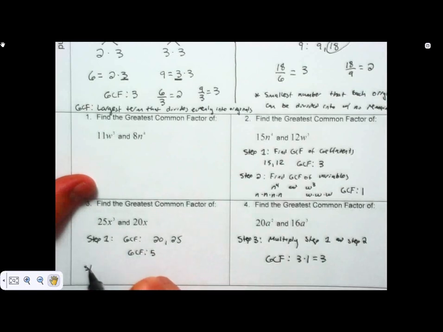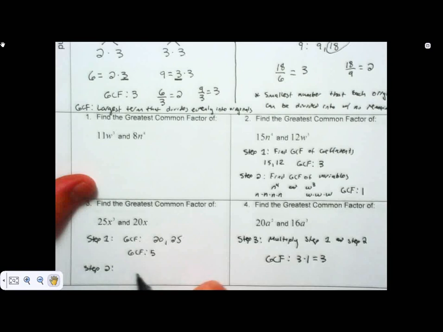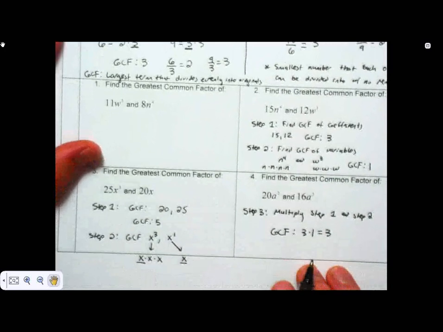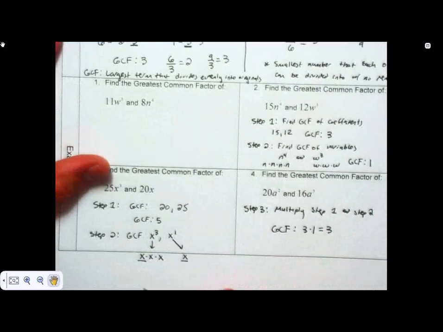Step 2 then is to find the GCF of our variables. Our variable parts here are x to the third and x to the first. If I look at what these guys have in common, x to the third is x times x times x. X to the first is just 1x. What I see that they have in common is just a single x. So that means the GCF for the variables is just a single x.